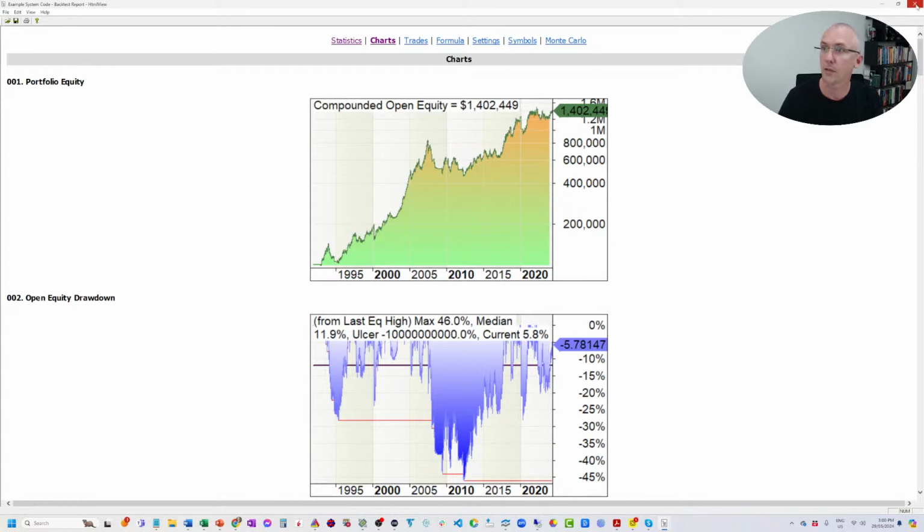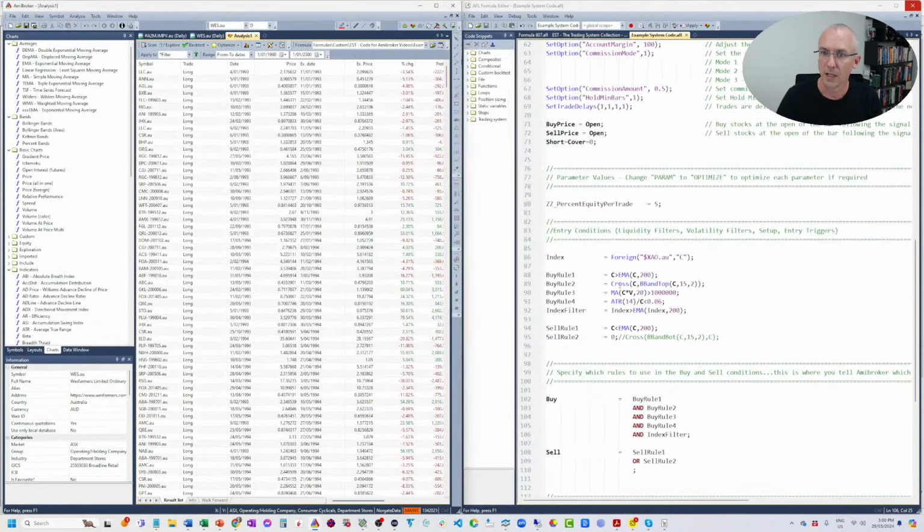So let's go back to the code. And I want to just get rid of this Bollinger Band rule. And I just want to replace that with: today's close is the highest value of the close over the last 200 days. So let's take a 200-day highest breakout. And let's see what happens.